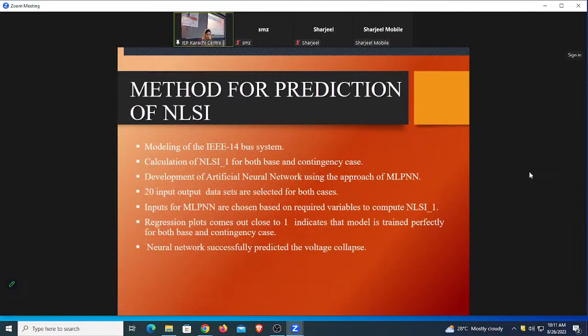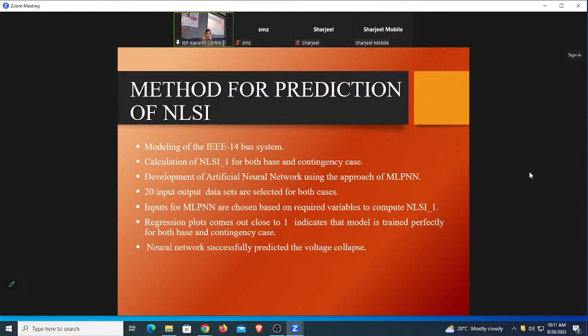Coming to the prediction of NLSI, here we have employed the artificial neural network to predict both NLSI and NPCI. Let's first talk about NLSI. To predict NLSI, the test system that has been taken here is the IEEE 14 bus system. The calculation of NLSI for both the base and contingency cases has been done. In the base case, the system is running in normal state and the system is stable, while in the contingency case, we have created contingency by increasing the load on the buses.